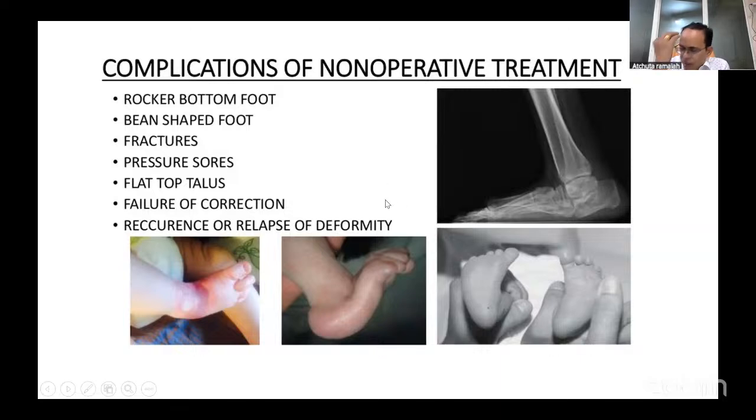In non-operative treatment, there is always a chance of this. In a clubfoot, the medial border is concave and the lateral border convex. So the baby starts walking on the lateral border because the medial border is off the ground and the heel is off the ground, so the whole weight is taken on the lateral border. The talus bone is also prominent because the talus is in a subluxated position in CTEV. So there will be pressure sores over the lateral aspect of the foot when not addressed early.